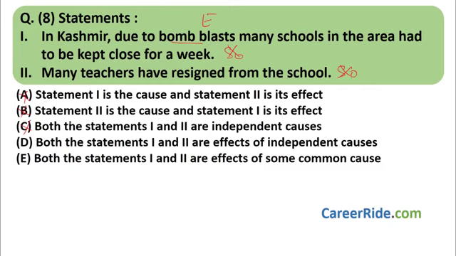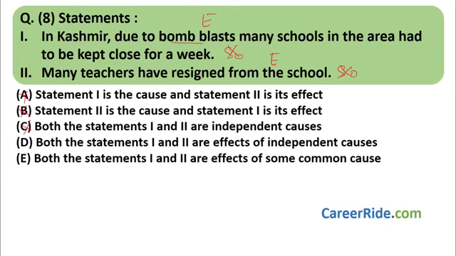Second one is also an effect. Many teachers have resigned from the school. Now why will teachers resign from the school? Now in the first sentence only they have given us the sort of a reason, due to the bomb blast in Kashmir. Even if we don't take it as a reason, still teachers have resigned from the school. This is an effect. We don't know the reason or the cause for resignation of the teachers, so resignation of the teachers is an effect. So we have to choose whether it is D or E, right? Now over here E option is that they should have some common cause.